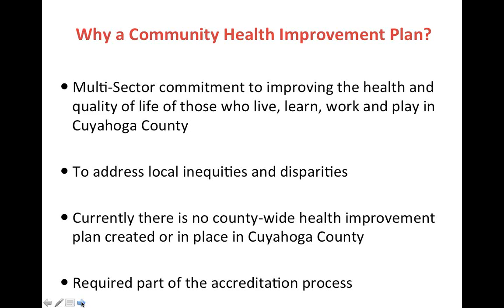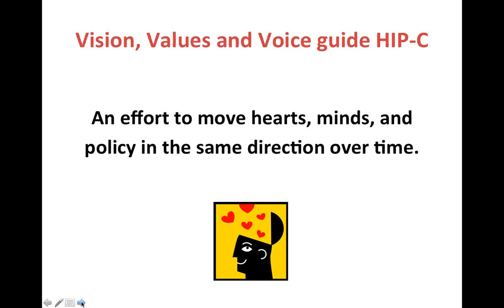Cuyahoga County actually has never had a health improvement plan, and this has limited our ability to align our partnerships, resources, and data around a central vision and around key issues impacting the health of our residents. It also has really served as a barrier to securing large federal grants to resource our partnerships and efforts around improving health outcomes and reducing inequities. And actually the CHIP is also a required component of the accreditation process, which is another process that we began to explore around 2009 and 2010.